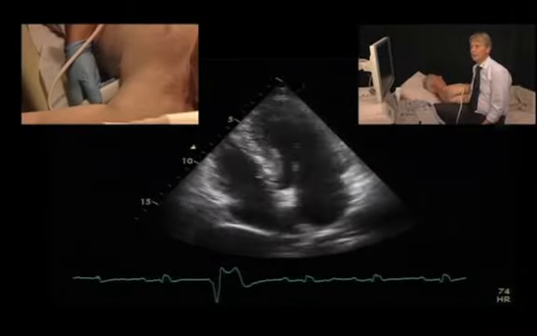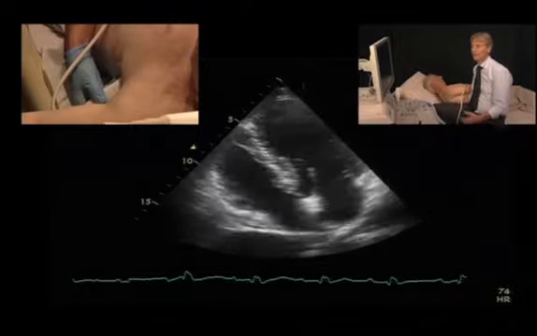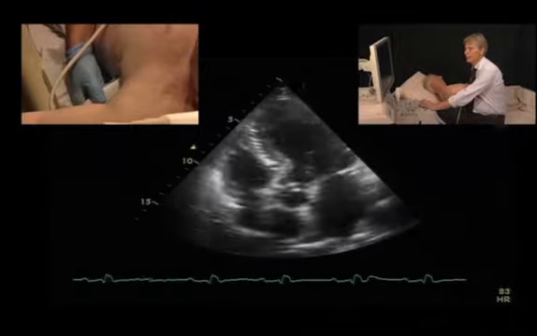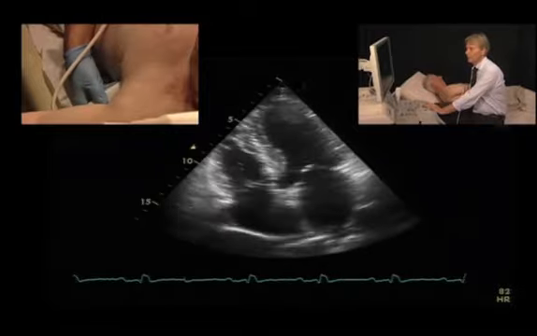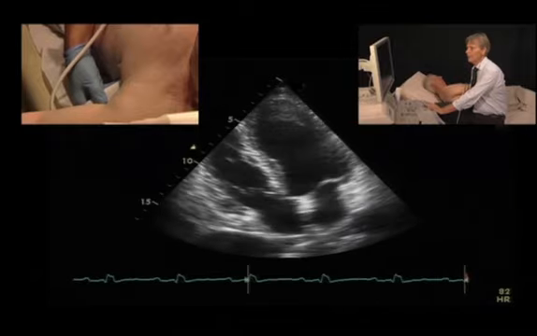I personally prefer the apical view to measure the interventricular septum. To get good measurements, it's advisable to tilt the transducer in such a way that we have a better angulation of the ultrasound beam with the septum. In other words, that we're more perpendicular. So I'm more lateral now with the transducer position. Then I freeze the image.